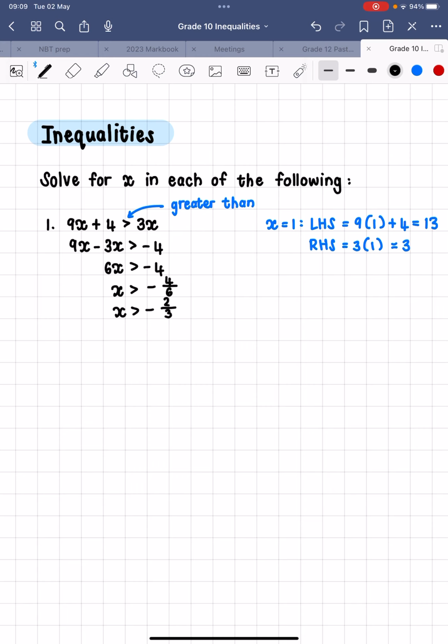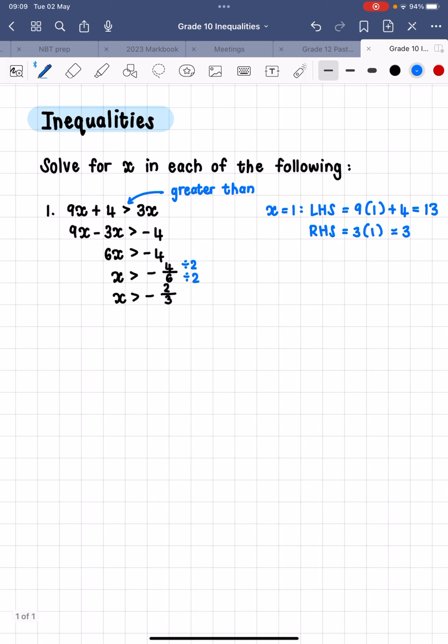Alright, how do I get that? 2 can divide into both 4 and 6. Alright, so I'll just write that on the side for you. So guys, what this means is that x can be any number that is bigger than negative 2 over 3. So for example, we said 1, right? But what other number can we think of that is bigger than negative 2 over 3? What about 0? Will 0 also work?